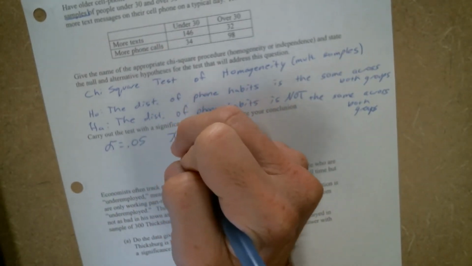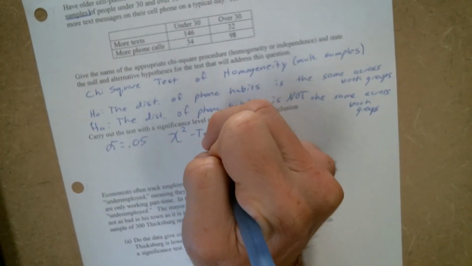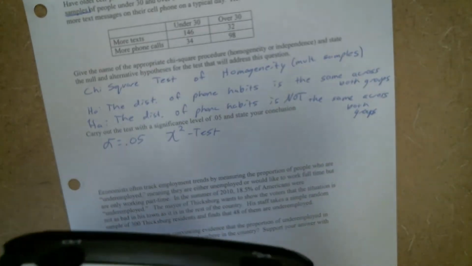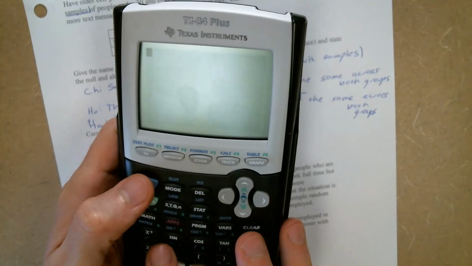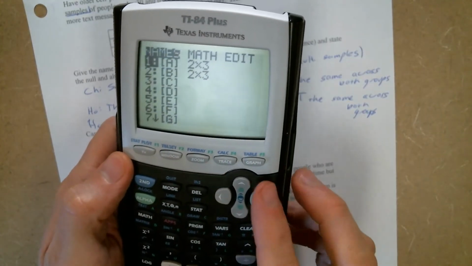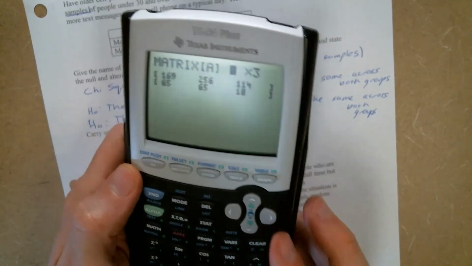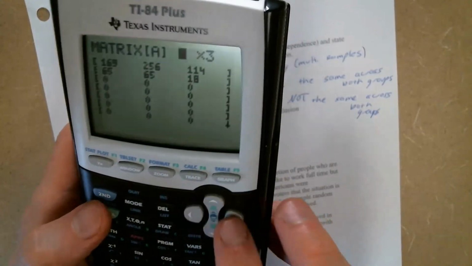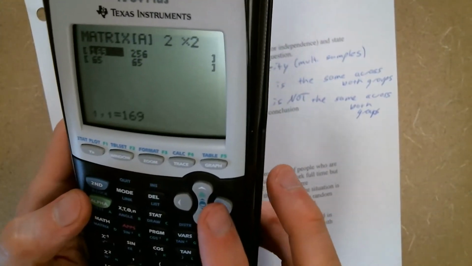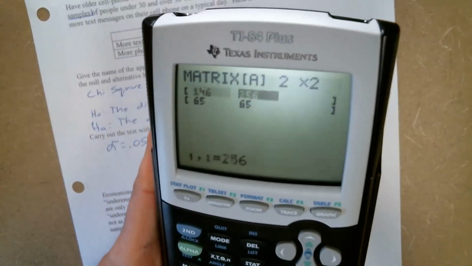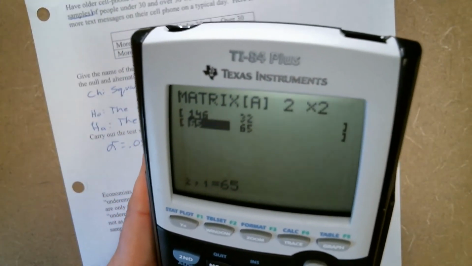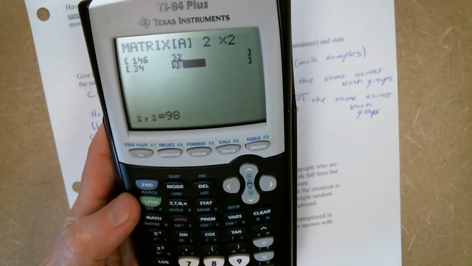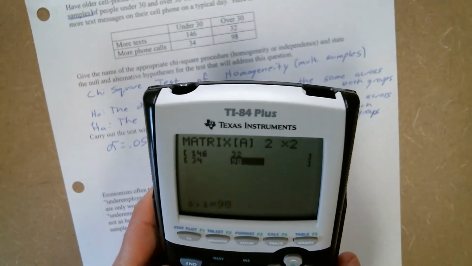We're going to be doing the chi-squared test on our calculator, which means we're putting this into our matrix. So we can go to our matrix menu. We can go to edit. I've got to clear out what I have in there. So whoops, not 2 by 2 yet, just 2 by 2. And then let's see, 146, 32, 34, 98. All right, so I've got those values in there from my table.